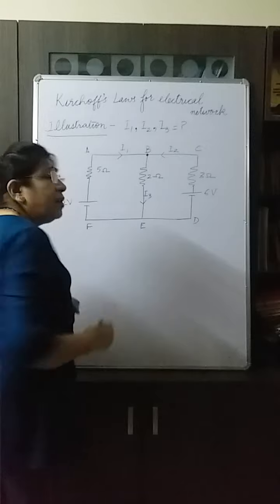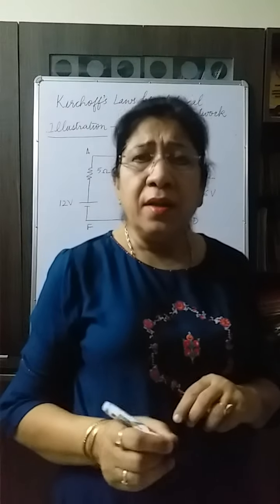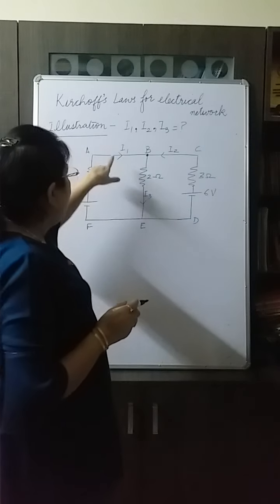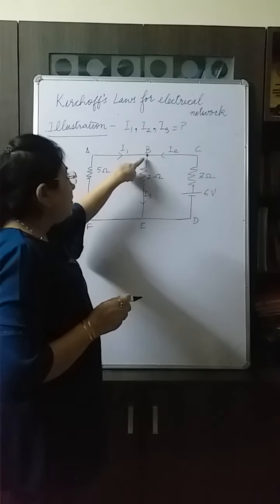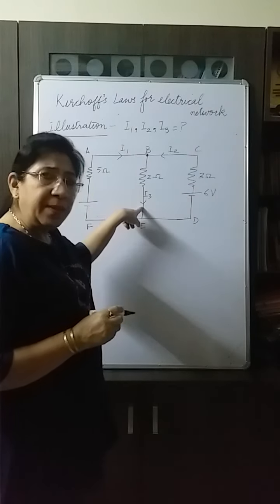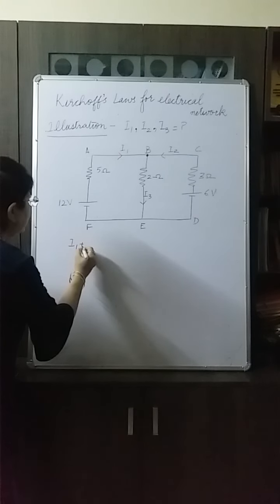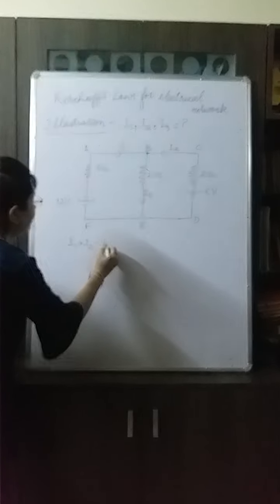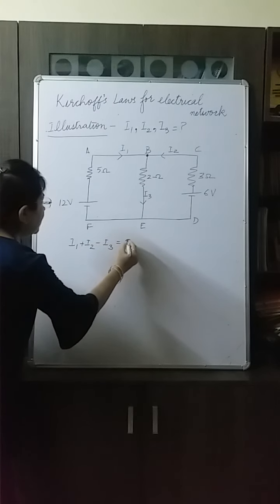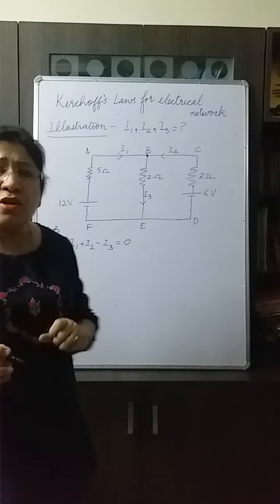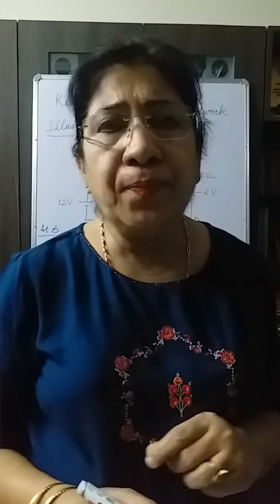First of all, let us use Kirchhoff's first law, the junction rule, at point B. At point B you can see I1 and I2 are entering B and I3 is leaving B. So here we have I1 plus I2 minus I3 equals 0. We have applied Kirchhoff's first law at junction B.